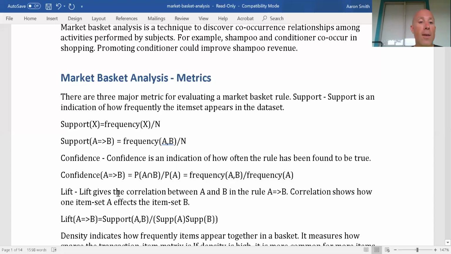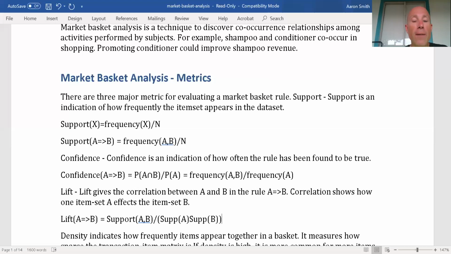All right, now lift gives us a measurement of how much of an improvement we have from using the model compared to not using the model. Here we have the correlation between A and B in the rule A given B, or B given A. The correlation shows how one item set A affects the other item set B. So lift of A leading to B is equal to the support of A and B divided by the support of A times the support of B.